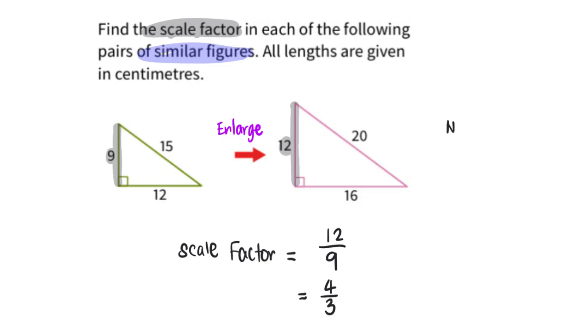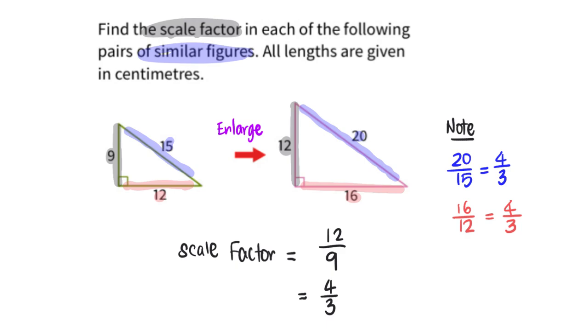Now, to take note, if I use 20 over 15, you will realize that actually 20 over 15 will also give me 4 over 3. Okay? And even if I use 16 over 12, what do you think is the answer? Yes, they will also give me the scale factor 4 over 3. So as long as we use the two corresponding sides, we should get the same scale factor.